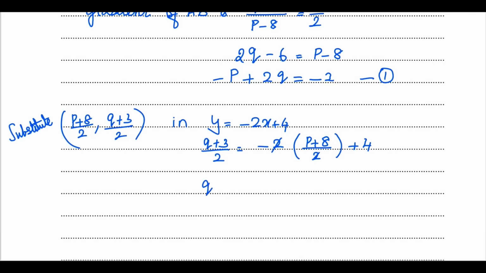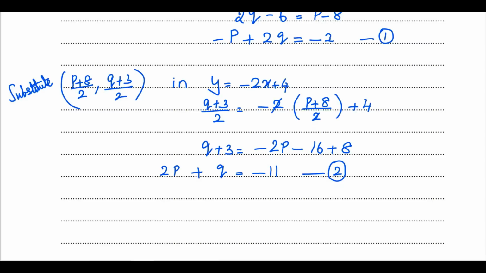You will get Q plus 3 is equal to minus 2P minus 16 plus 8. So 2P plus Q is equal to minus 16 plus 8 minus 3, is minus 11. Okay, let us mark this as 2. So now we got two simultaneous equations. So we can solve these two equations.